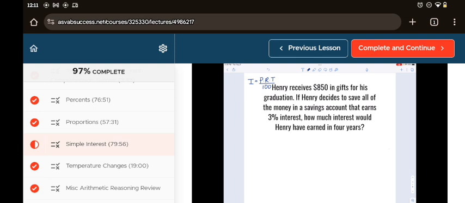how much interest would Henry have earned in 4 years? So this question doesn't say it, but the way we can tell regular percent questions and simple interest questions apart is a simple interest question will say simple interest or something of that nature, okay? So how do we do this one?